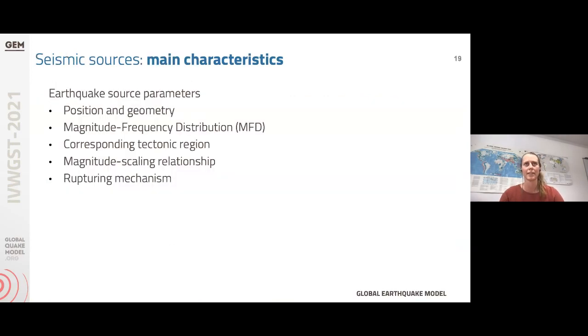So once we've identified the seismic sources, what are the main characteristics that we need to assign to them? First and foremost, the position and the geometry of the sources. So actually creating some sort of physical representation of them. Secondly, the magnitude frequency distribution, which indicates the rate at which earthquakes of each magnitude can occur. The tectonic region that the earthquakes are occurring in, which impacts the way the ground motions propagate. A magnitude scaling relationship and a rupturing mechanism, which help the calculation engines convert the sources into ruptures.